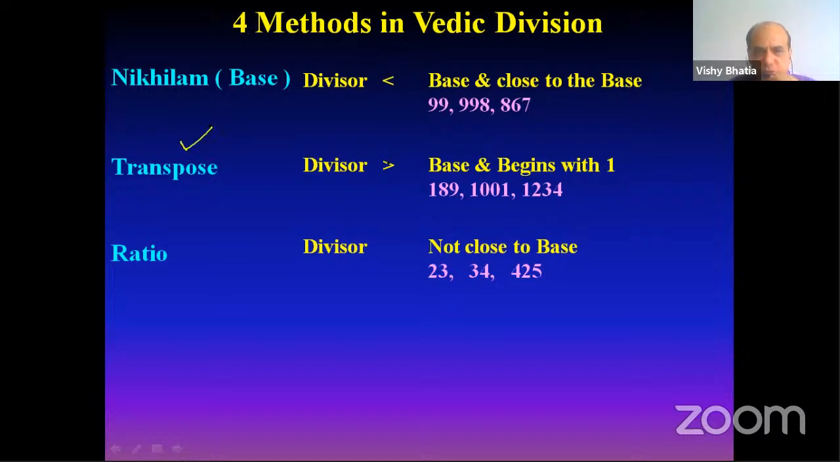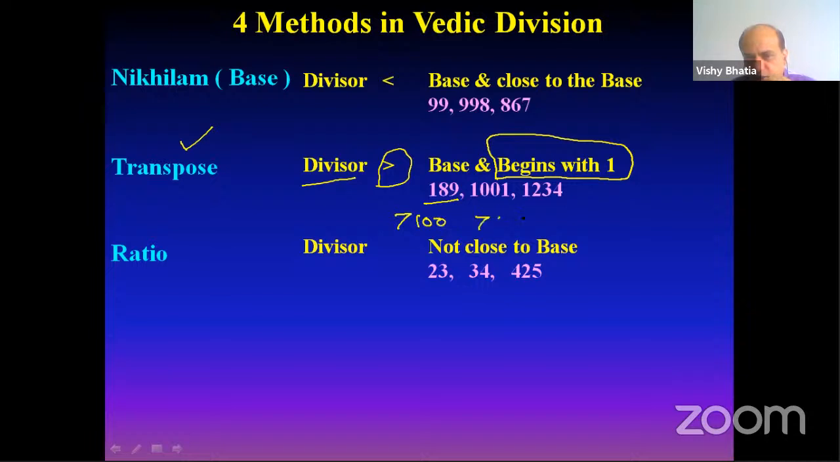When do we use the transpose method? When the divisor is greater than the base, and the very important concept is that it begins with the digit 1. 189 is greater than 100. 1001 is greater than 1000, that's my base. And 1234 is greater than, again, my base of 1000. And all of these start with the digit 1. Very important to remember this.